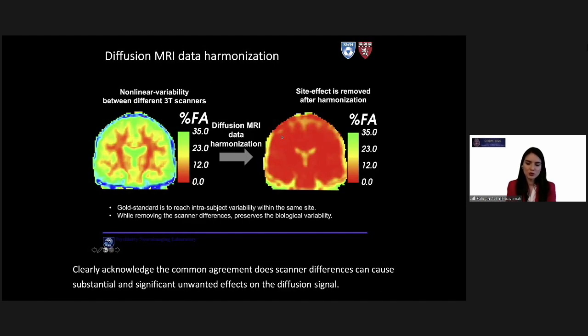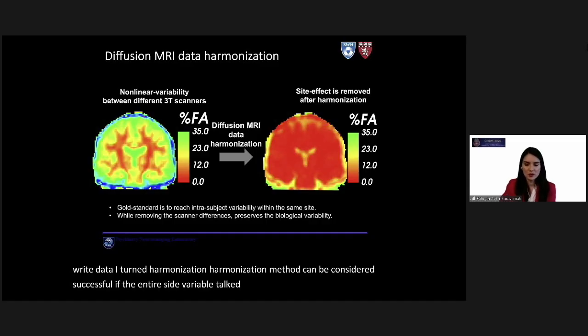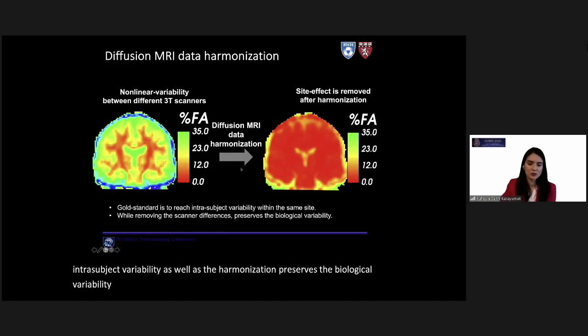The efforts to remove the unwanted scanner-induced effects from the diffusion MRI data are termed harmonization. A harmonization method can be considered successful if the intersite variability of the harmonized data is close to the intrasubject variability, and if the harmonization preserves the biological variability of each subject.